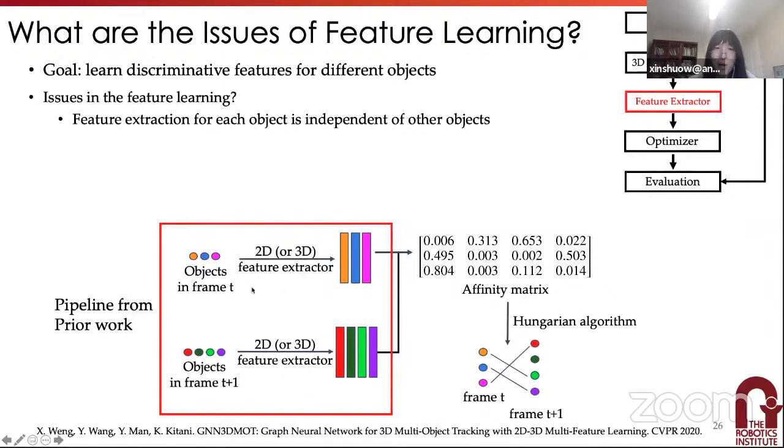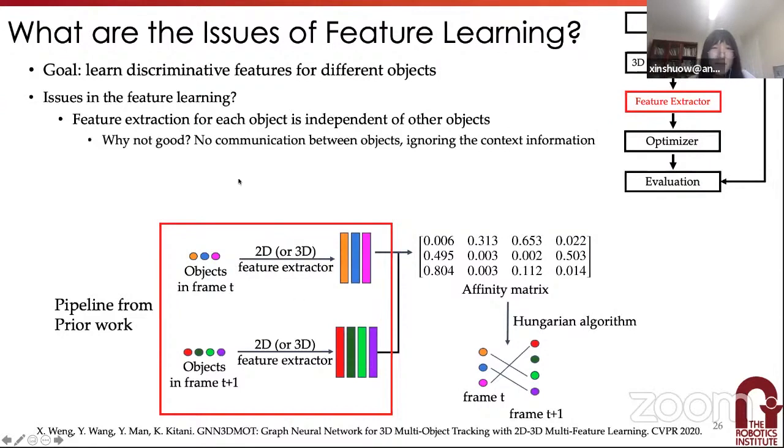For example, prior work often uses 2D CNN to extract the appearance feature for each object independently, or use LSTM to obtain the motion feature. So why is this not good? Because there is no communication between object features, or in other words, we are kind of ignoring the context information to some extent.